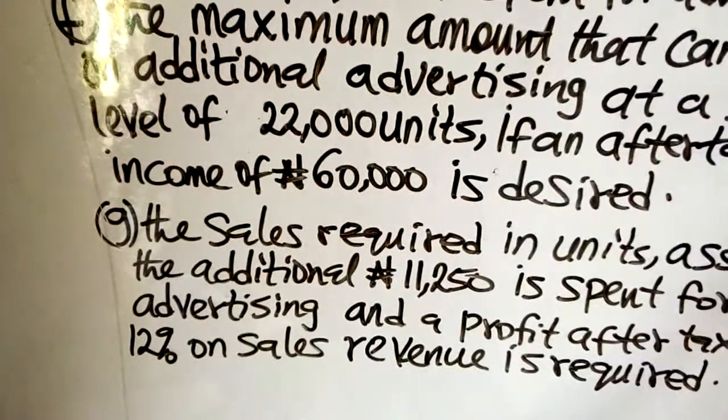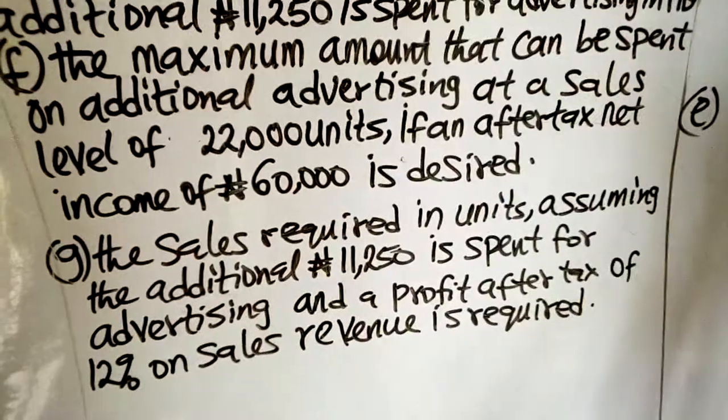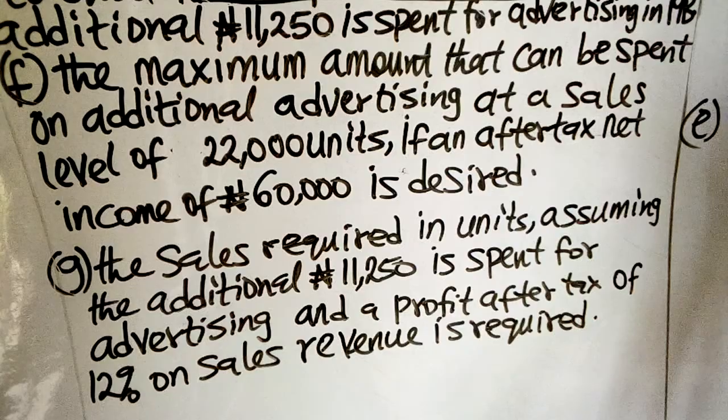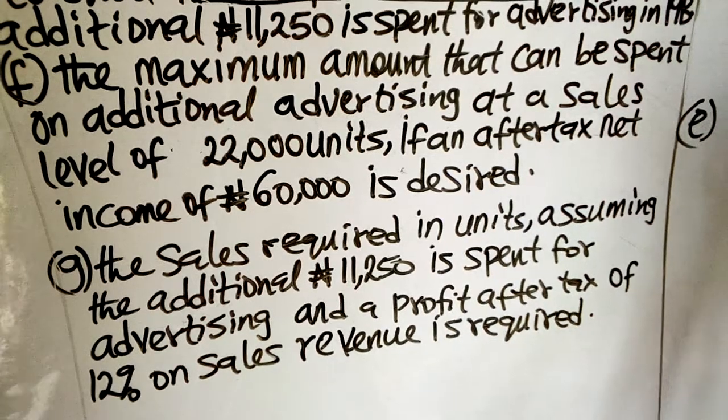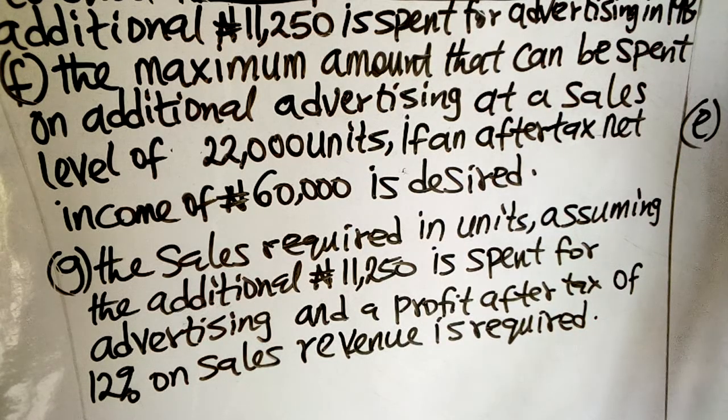So we want to take the F aspect of the question: the maximum amount that can be spent on additional advertising at a sales level of 22,000 units, if an after-tax net income of 60,000 is desired.